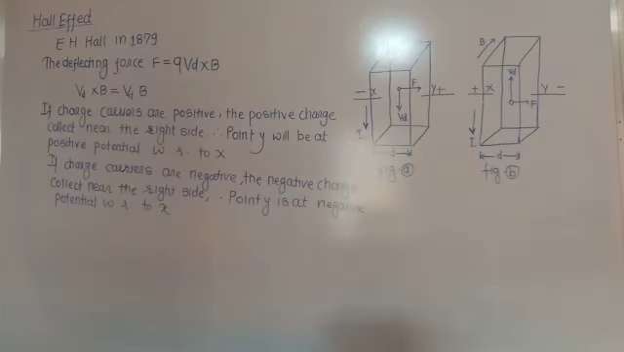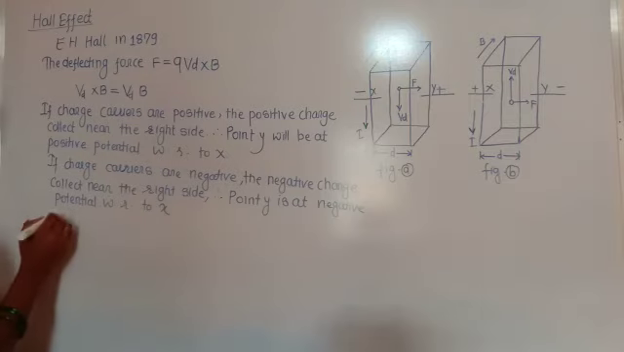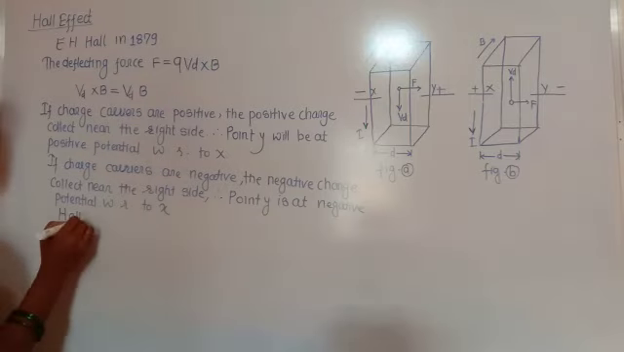The potential difference between X and Y stops further accumulation of charge carriers, and in steady state the transverse potential difference is called the Hall voltage. Then the next concept is the Hall voltage.